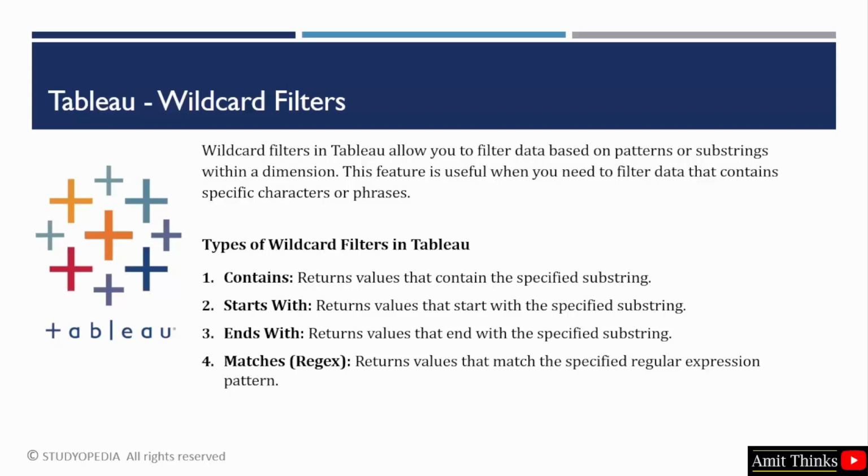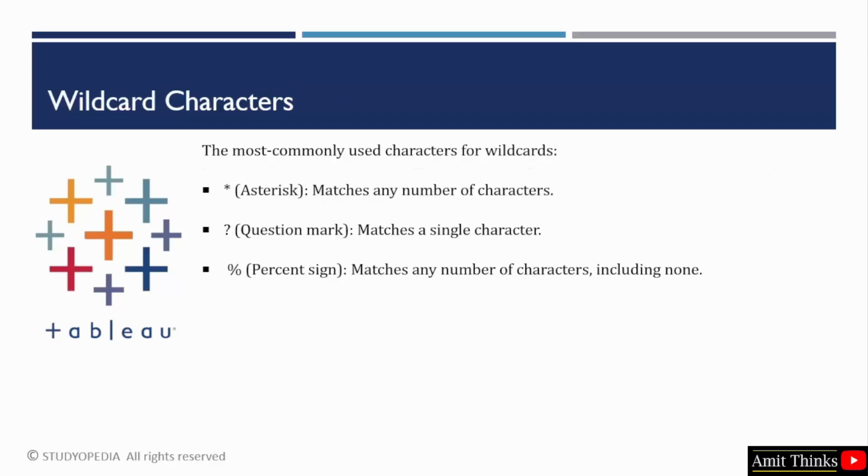So we can filter our data using wildcard characters with the wildcard filters. This feature enables you to search for patterns or partial matches in your data. Since we are discussing about wildcards, so I hope you know the most commonly used wildcard characters. That is your asterisk, question mark, percent sign. If you want to match any number of characters or even a single character, then you can use these wildcards.